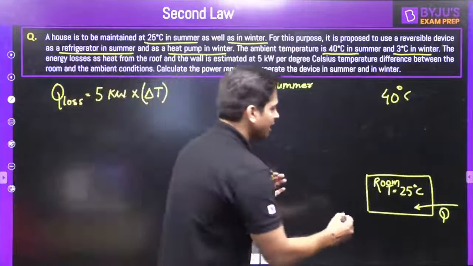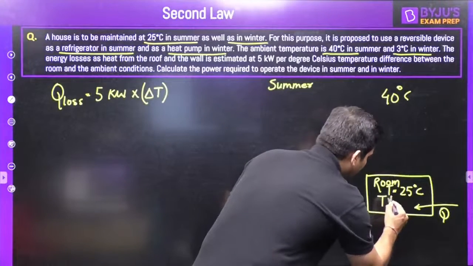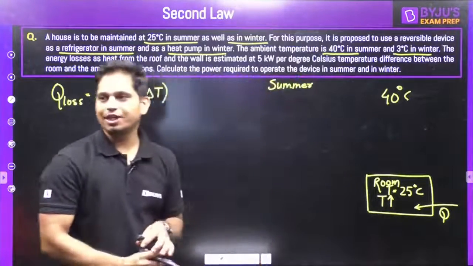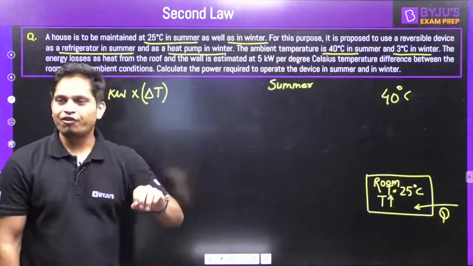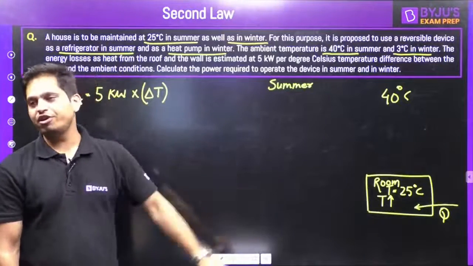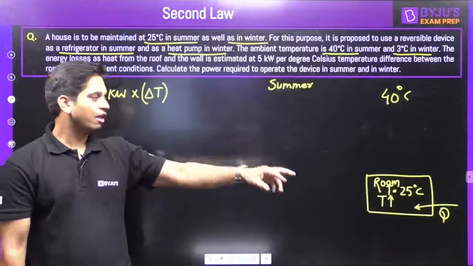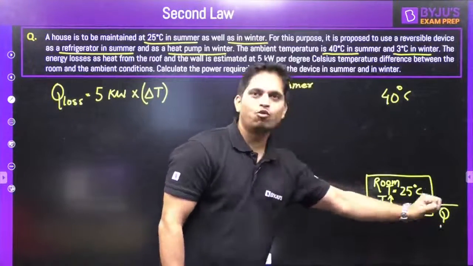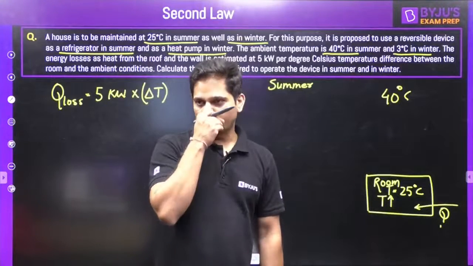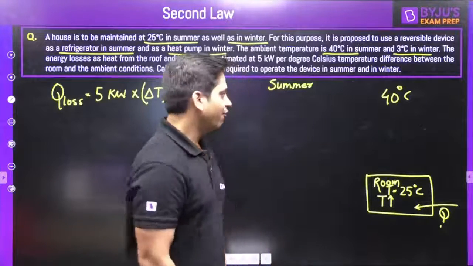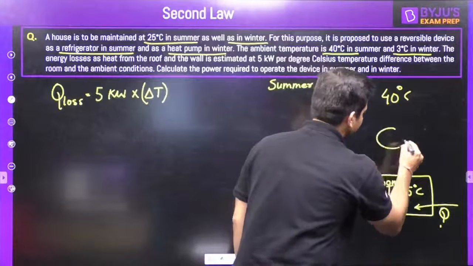Now because of this heat, this temperature is going to increase. If I have to maintain my room at 25 degrees Celsius, then I have to continuously remove this heat. Okay. So what will I do? How to remove this? I will use a refrigerator.